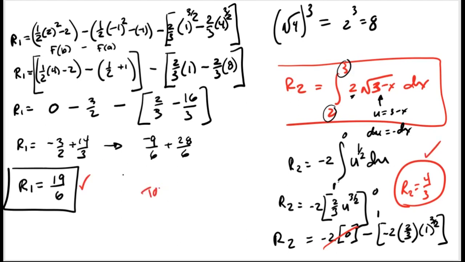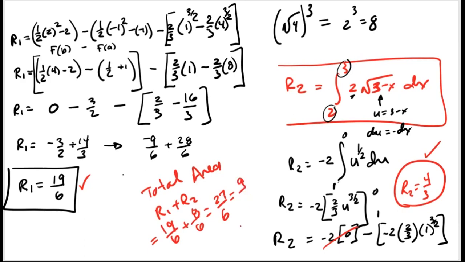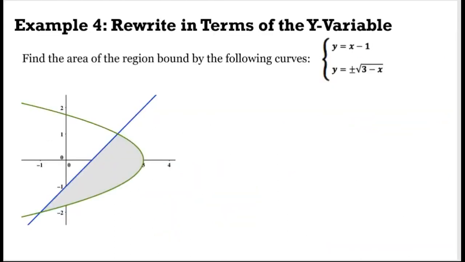Now the total area is region 1 plus region 2, which is equal to 19/6 plus, this becomes 8/6, which is 27/6, which if we reduce that is 9/2 or 4.5. And that's the answer to the area for the region you see here. And we solve that by using x variables.